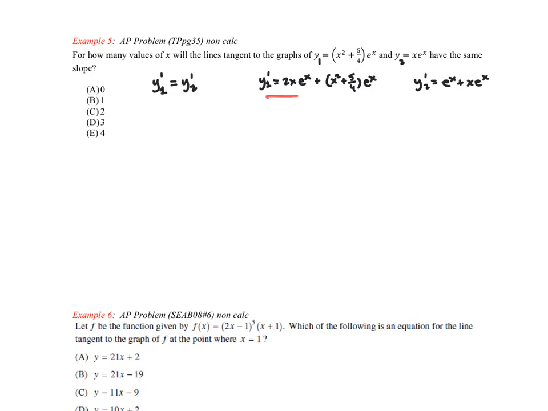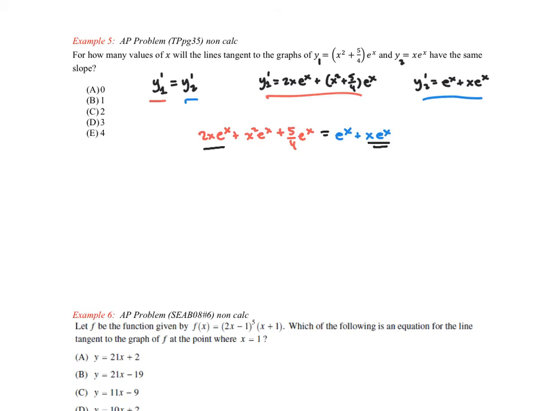So let's get some colors going here. There's y1 prime, there's y2 prime. Where are they equal? Okay, so let's do a little work here. That's 2x e to the x plus, I'm going to distribute, that'll be x squared e to the x plus 5/4 e to the x. Where is that equal to e to the x plus x e to the x? Alright, so we're going to combine some like terms.